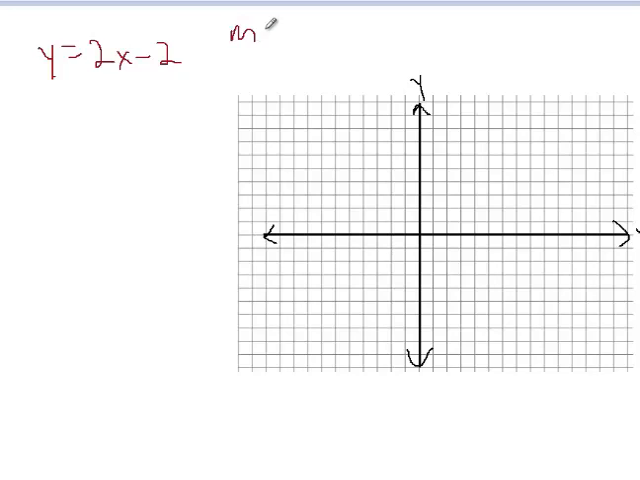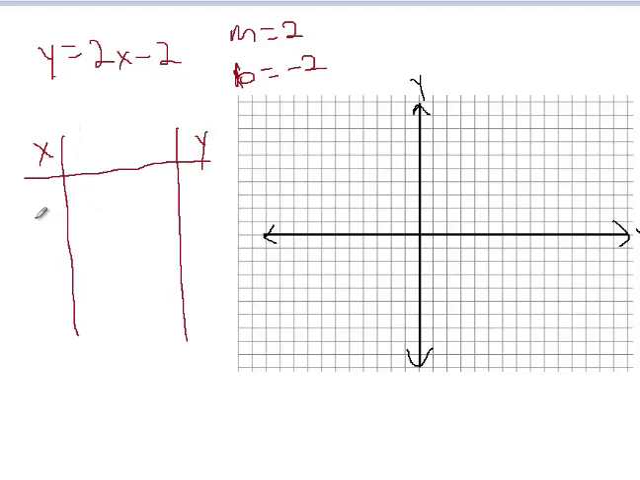So we know right away that the slope of this line is going to be 2, and the y-intercept is going to be negative 2. How would we figure out where to put the points? Well, the simplest way I think is to create a little chart. Put an x on one side, the y on the other side. In the middle, put what y is equal to. In this case, y is equal to 2x minus 2.